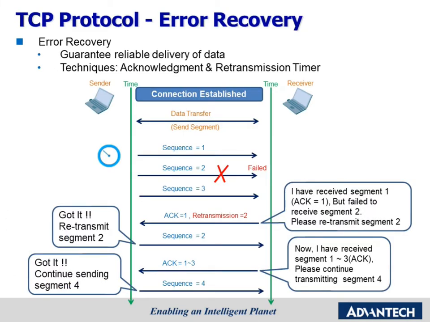Let's talk about the error recovery mechanism for the TCP protocol. The TCP protocol can guarantee reliable delivery of data, and it uses acknowledgement and a retransmission timer to achieve this goal. Just like in this picture, if the receiver didn't receive sequence 2 but received 1 and 3, it will send ACK 1 to tell the sender to retransmit sequence 2. After receiving sequence 2, it will send ACK 3. Then the sender will start to send sequence 4 to the receiver.